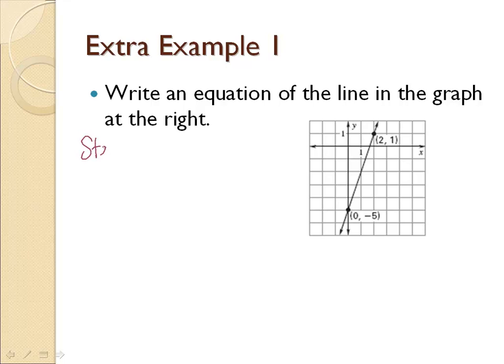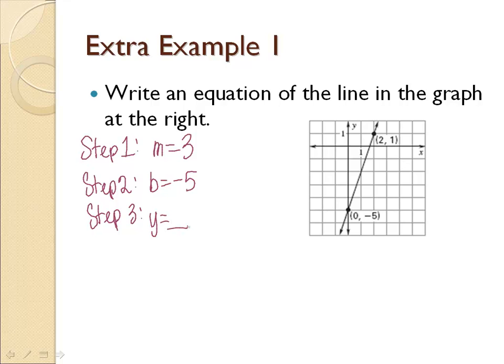Welcome back. You should have, for step 1, finding the slope, found that the slope here is 3. For step 2, finding your y-intercept, just looking at the graph, your y-intercept is negative 5. And then step 3, to write your equation, you have y equals something times x plus something. Your slope goes here and your y-intercept goes here. My slope is 3, my y-intercept is negative 5. So it's y equals 3x minus 5 as my final answer. Did you follow the 3 steps to get this correct answer?